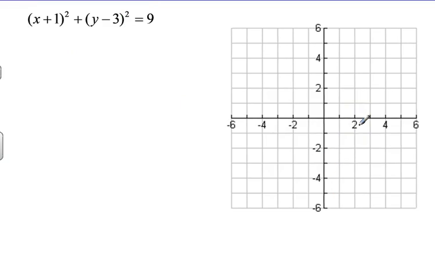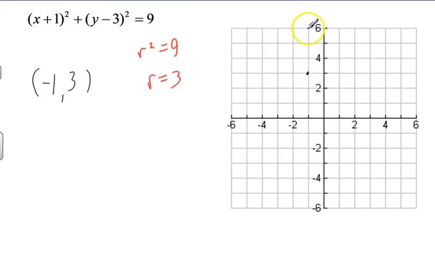Let's try another one. Once you've done this once, it's a little easier the second time. You want to identify the center, the h, k. So x minus negative 1, so negative 1 is your h. Plus 1, so this is minus negative 1. Y minus k, so k is positive 3. So negative 1, comma 3 is your center. Let's see, r squared equals 9 in the formula, so r equals the square root of that, which is 3.